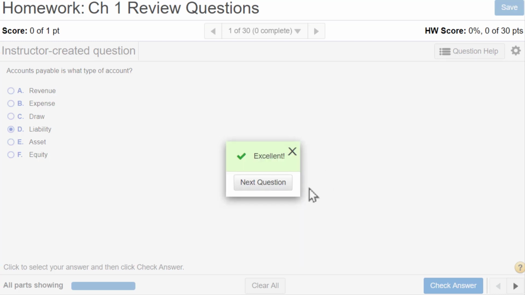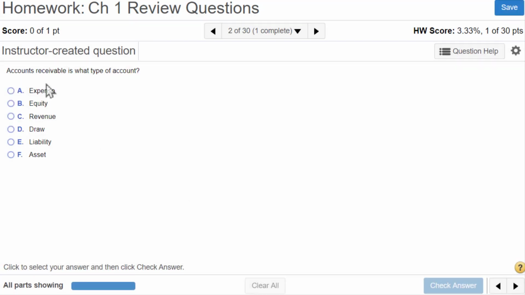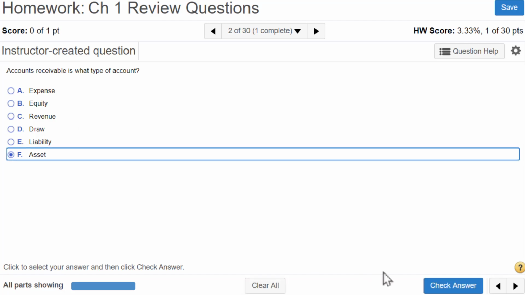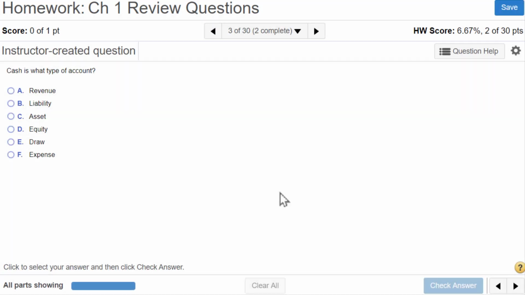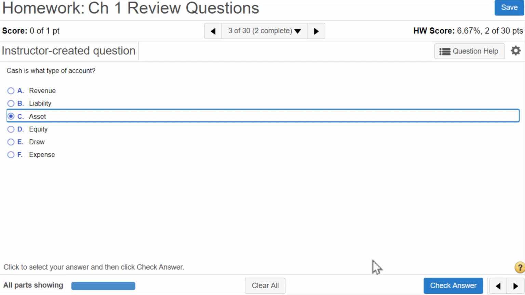Alright, hopefully this first question was easy. Let's try the next one. Accounts receivable is what type of account? Hopefully this one's easy too. Since we're going to receive something in the future, something of value, this is an asset. Next question. Cash is what type of account? I told you these would mostly be easy. Cash, of course, is an asset. It's everyone's favorite asset.